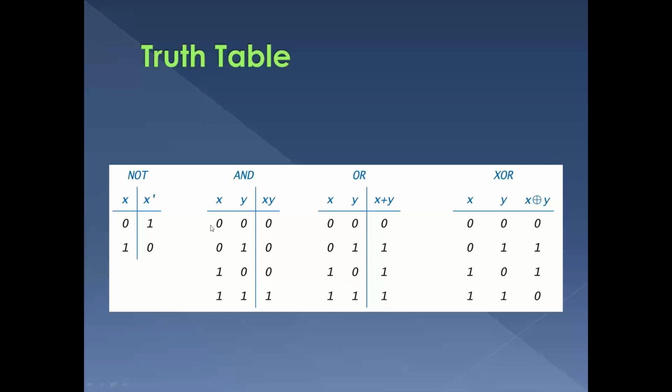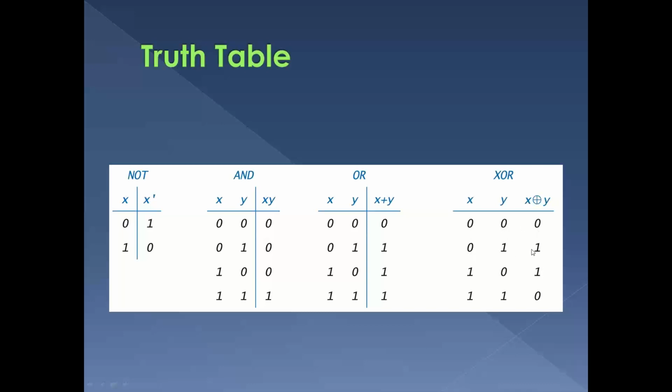The and table says that both of them must be true to be true. The only time that occurs is right here. They're both true, then it's true. In the XOR, we have exclusive or. We have 0, 0 is equal to 0.